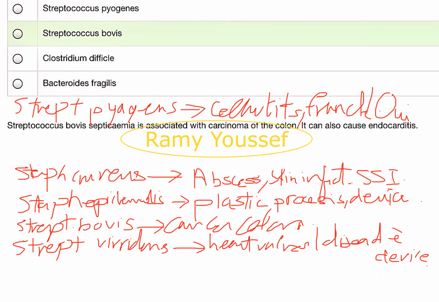Streptococcus pyogenes. And this is in quinsy, which is tonsillar abscess. So any cellulitis, pharyngeal, or tonsillar abscess, you will find Streptococcus pyogenes. Okay, and also associated with scarlet fever.